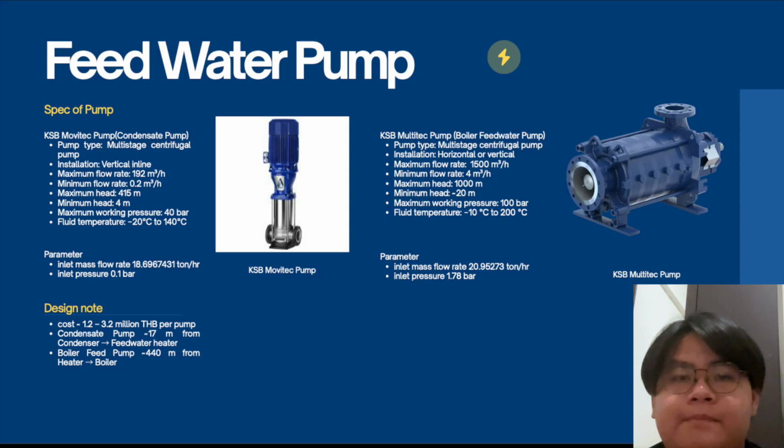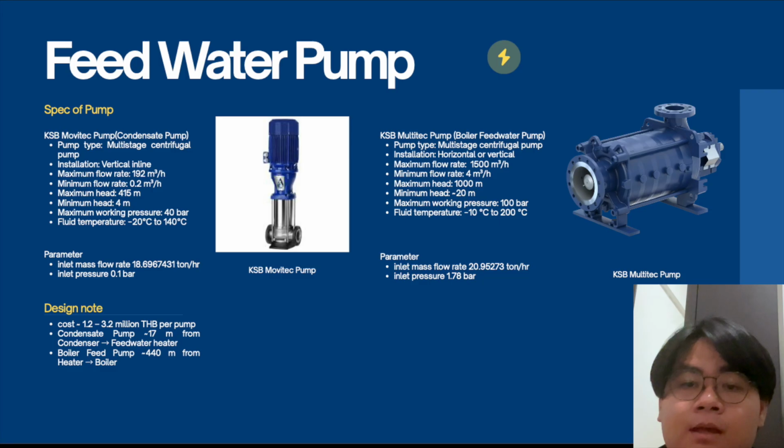As for feed water pumps, we are planning to use two kinds of pump. The first is our main pump, which is the boiler feed water pump, and the second one is the condensate pump. The boiler feed water pump is a multi-stage centrifugal pump, which has a maximum flow rate of 1,500 cubic meter per hour, maximum head of 1,000, and maximum working pressure of 100 bar. Parameter: inlet mass flow rate of 21 ton per hour, inlet pressure of 1.78 bar.